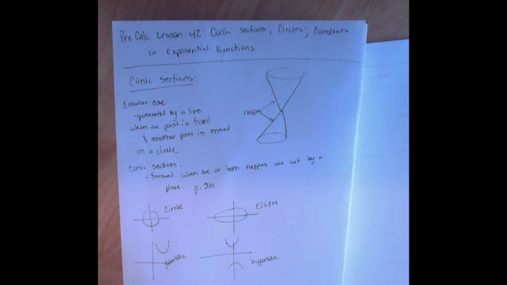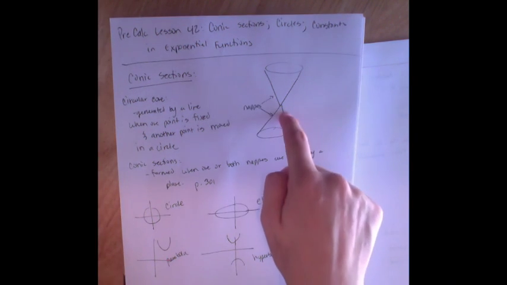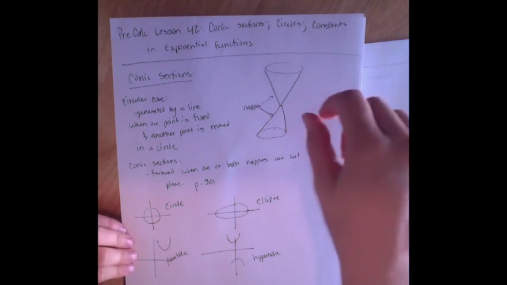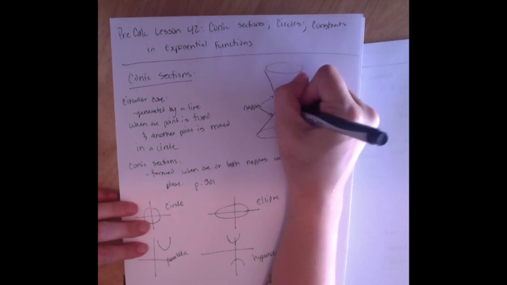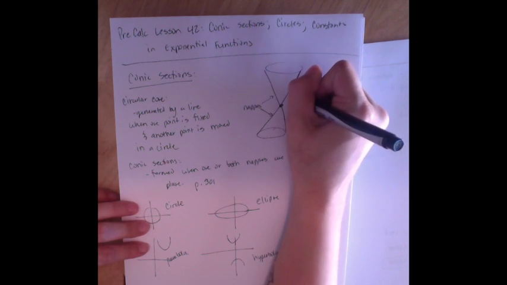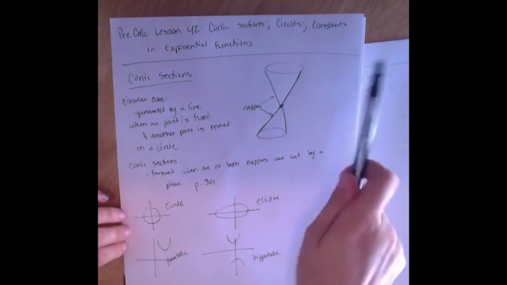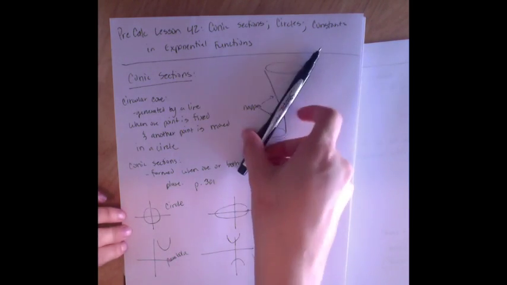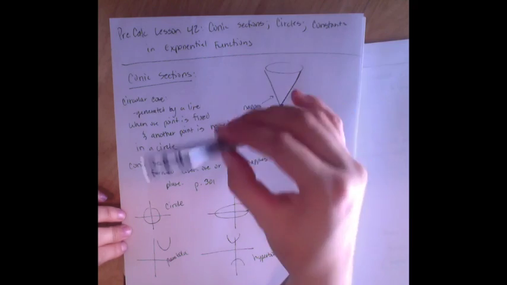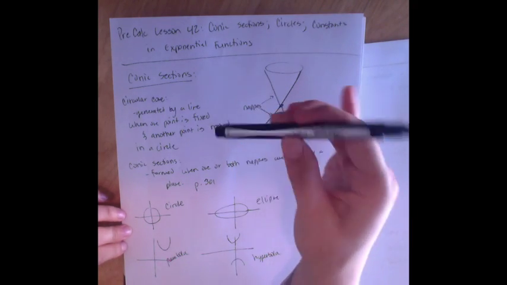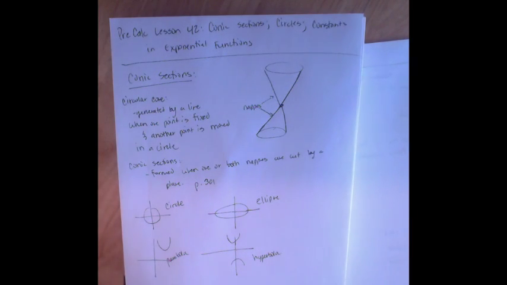So what is a conic section? It's a circular cone like this, generated by a line where one point is fixed. So the fixed point is here. This is our line, and another point, like we move this around a circle. So the line is taken like this and moved around a circle, and that creates our conic section.